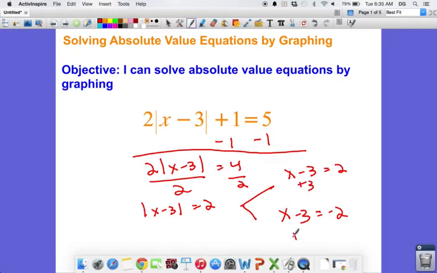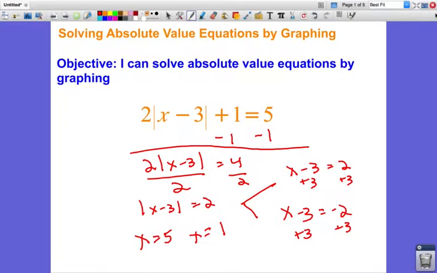So then I would just solve both of these by adding 3 to both sides, and I would get the values x equals 5 and x equals positive 1. Okay, let me make this full screen. There we go, now I've got more room. So that is how we solved absolute value equations before, and these are my solutions, which is a great way to do it. Okay, what we're going to do is look at a way to do this by graphing as well, just so we know both processes.